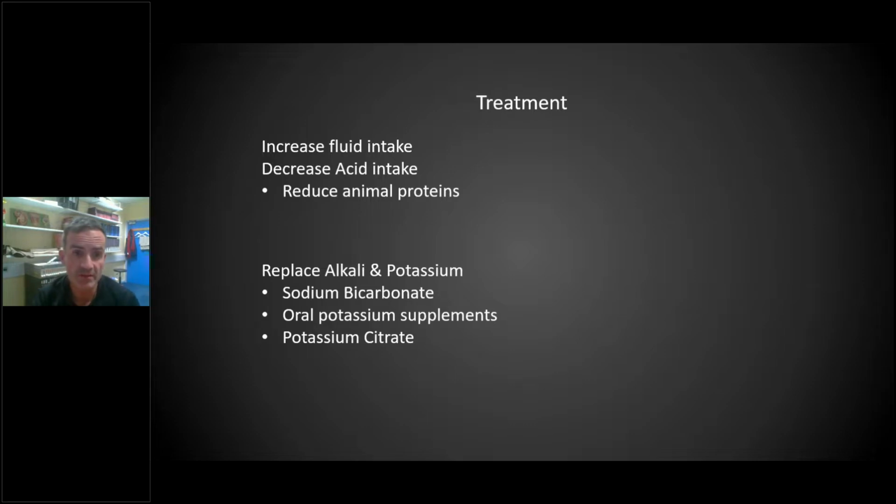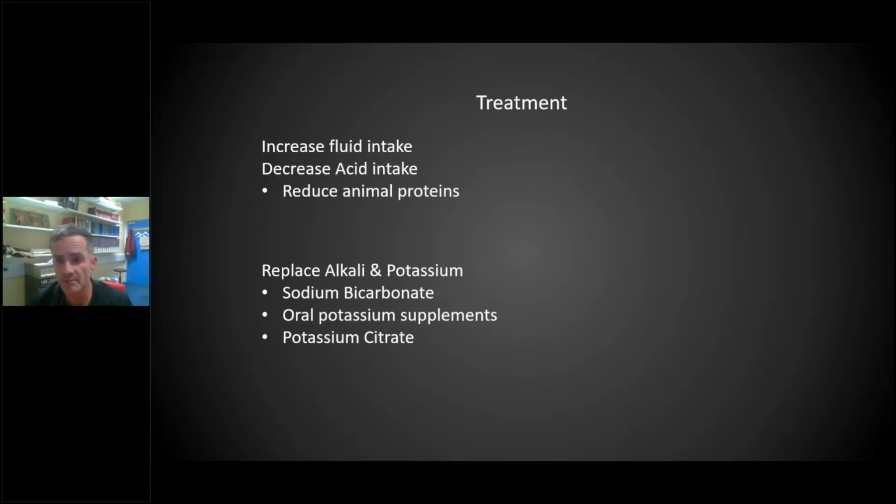Potassium citrate, of course, also gives you your potassium at the same time. Potassium citrate often causes dyspepsia. At the moment, I use a formulation called Urosic K, which is supposed to help with that. I've got to say it's not brilliant. There are some other ones in development at the moment also.